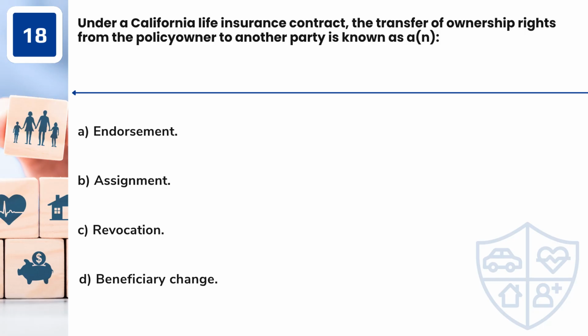Question 18. Under a California life insurance contract, the transfer of ownership rights from the policy owner to another party is known as: A. Endorsement. B. Assignment. C. Revocation. D. Beneficiary change.